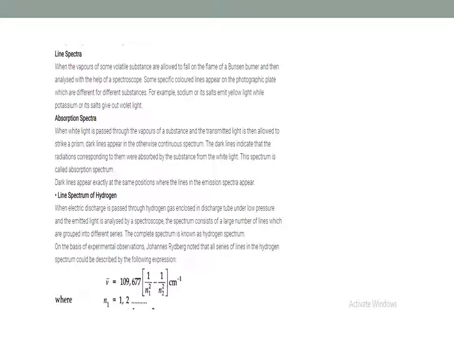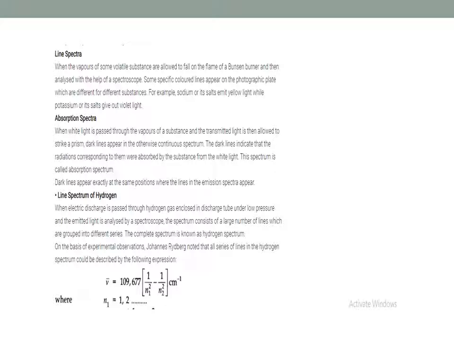Line spectrum of hydrogen. When electric discharge is passed through hydrogen gas enclosed in a discharge tube under low pressure and the emitted light is analyzed by a spectroscope, the spectrum consists of a large number of lines which are grouped into different series. The complete spectrum is known as hydrogen spectrum.